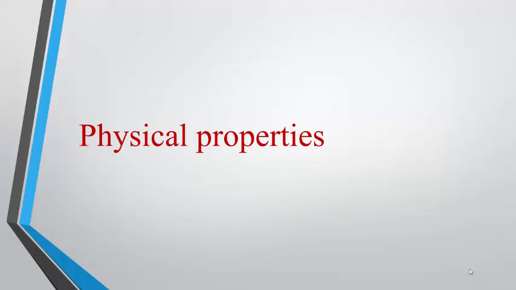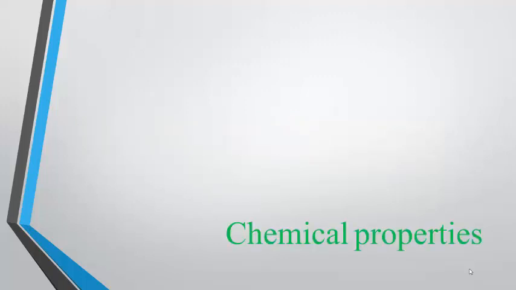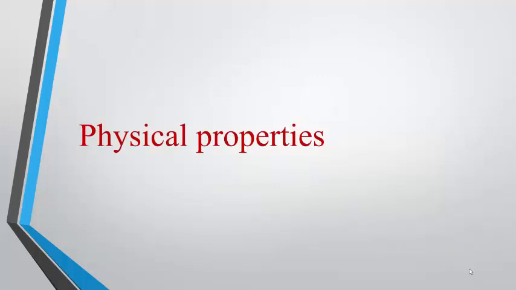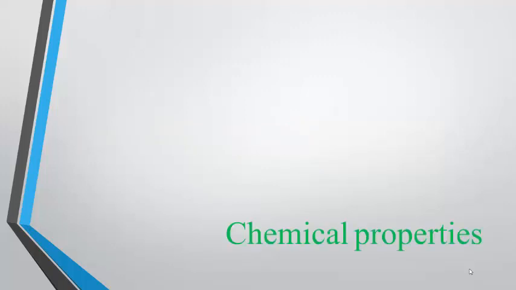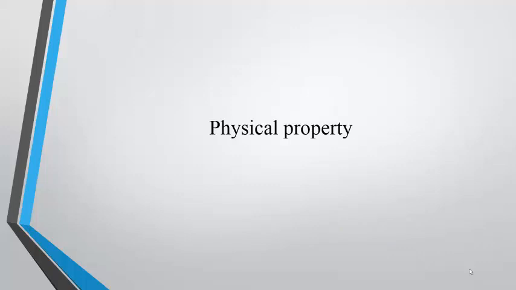And all matter has two types of properties: physical properties and chemical properties. Once again, physical properties and chemical properties. And physical properties and chemical properties are different. So let's begin with physical properties.